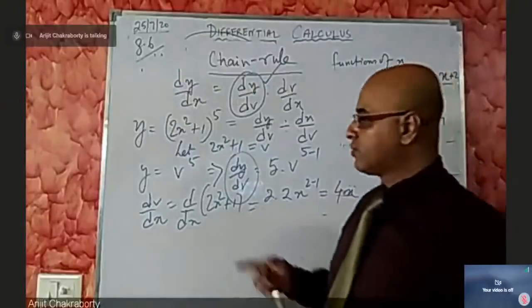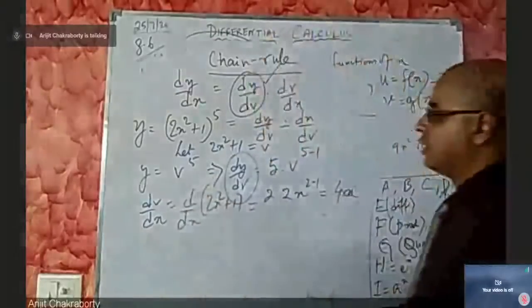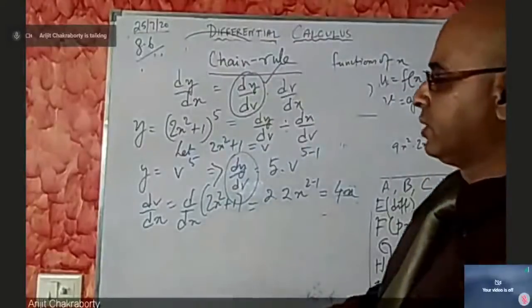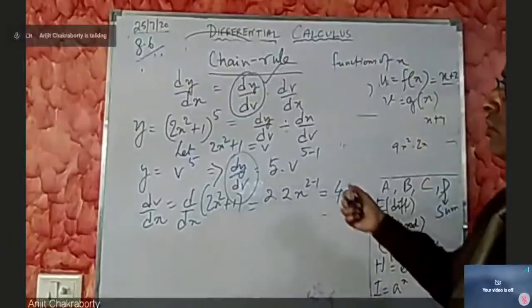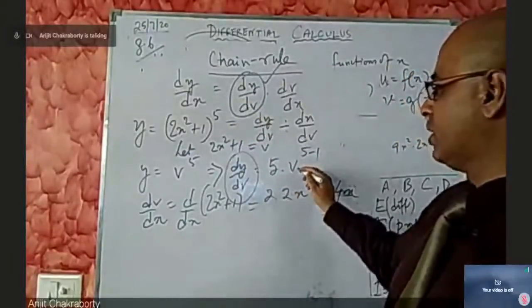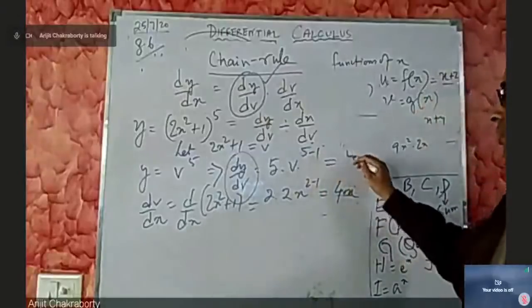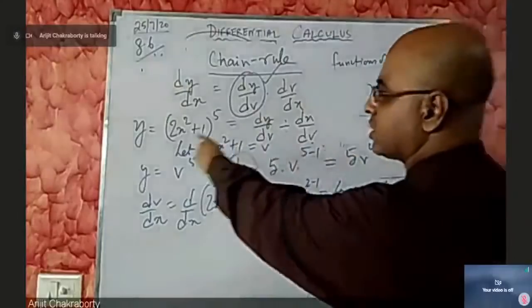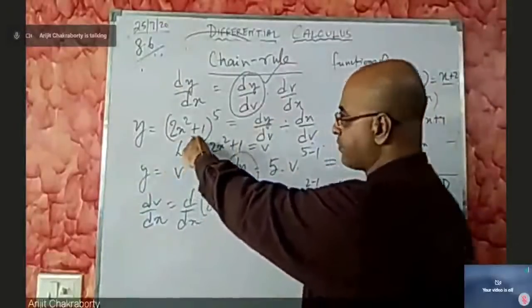Okay, so we have got the formula. The formula is dy by dv into dv by dx. So dy by dv we have got. dy by dv is 5v to the power 5 minus 1, that is 5v to the power 4. Now v is 2x square plus 1.